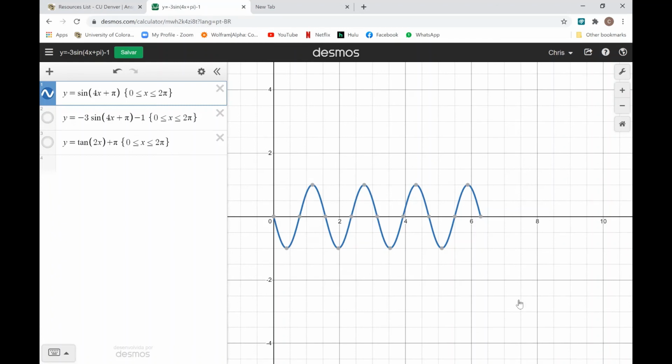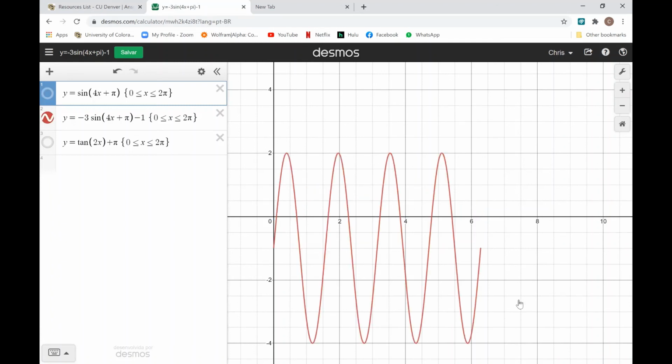We get a full 4 periods. So if I turn this one off and turn this one on, this is what it looks like fully transformed, but it's the same thing. It's flipped and shifted, and shifted up or down, right? In this case, it's been shifted down, but the period hasn't changed and the phase shift hasn't changed.